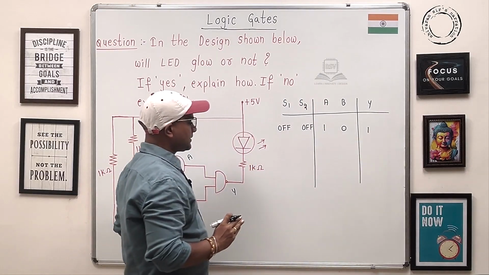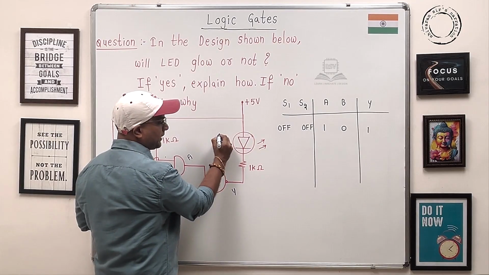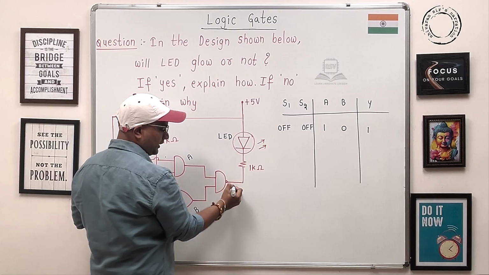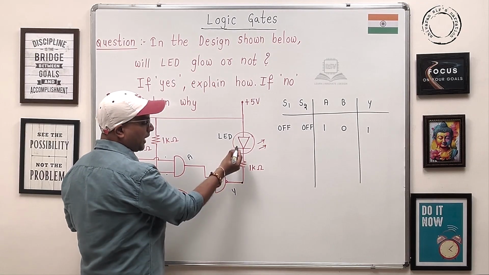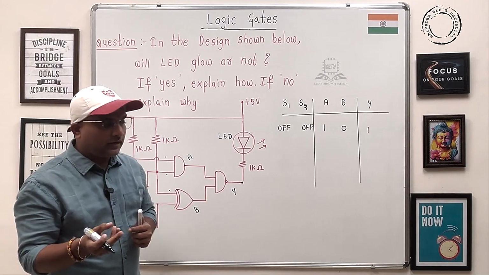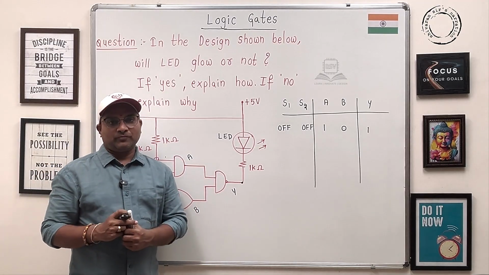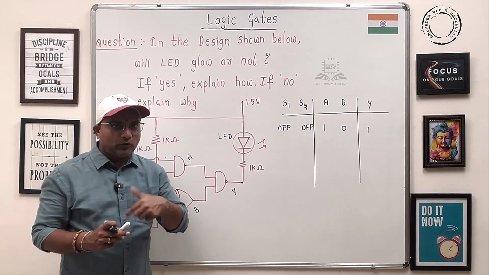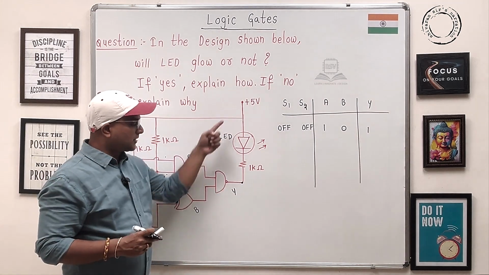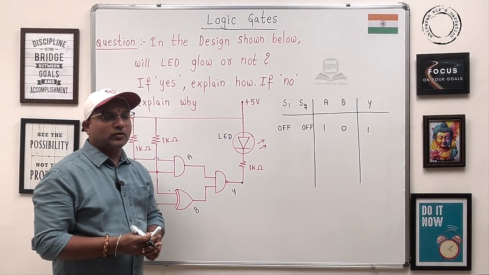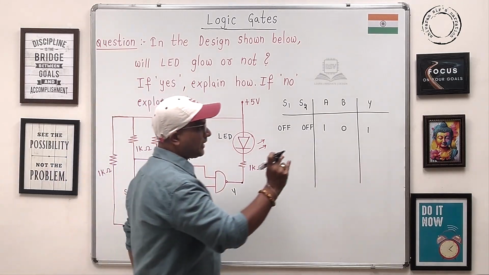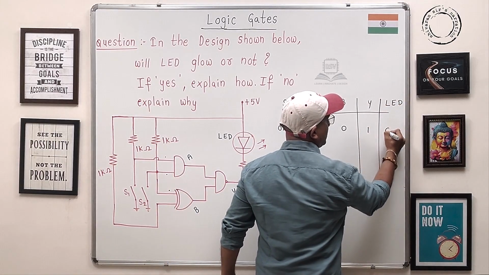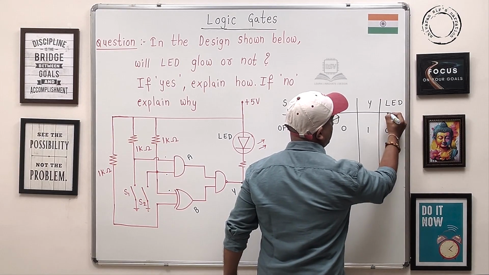If it is 1, guys, it means for this light emitting diode, the anode side is 5 volts, and even the cathode side, which is Y, is also 5 volts. Then will the LED glow? No. The anode side voltage must be more than the cathode side voltage. Then only the LED will glow, right? So the voltages are the same. Then current cannot flow, and the LED will not glow. So we can say the LED will be in off state only.